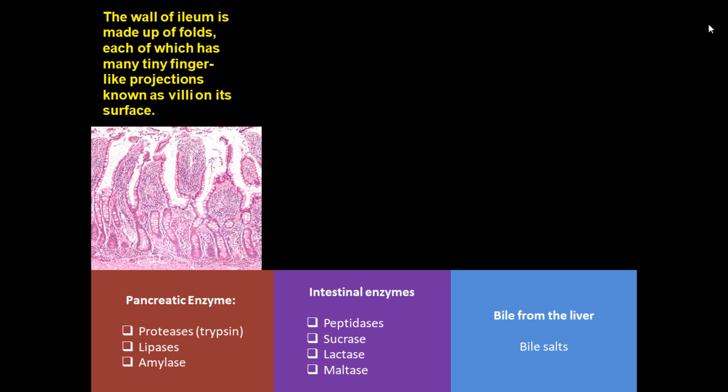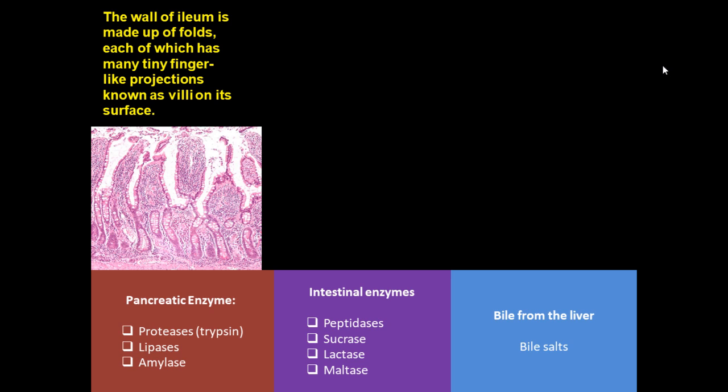Intestinal enzymes. The intestinal enzymes consist of four enzymes. The first one is peptidase. Peptidase breaks down peptides into amino acids. The second is sucrase. Sucrase breaks down sucrose or sugar into glucose and fructose. The third one is lactase. Lactase breaks down lactose or milk sugar into glucose and galactose. The fourth one is maltase. Maltase breaks down maltose into glucose.